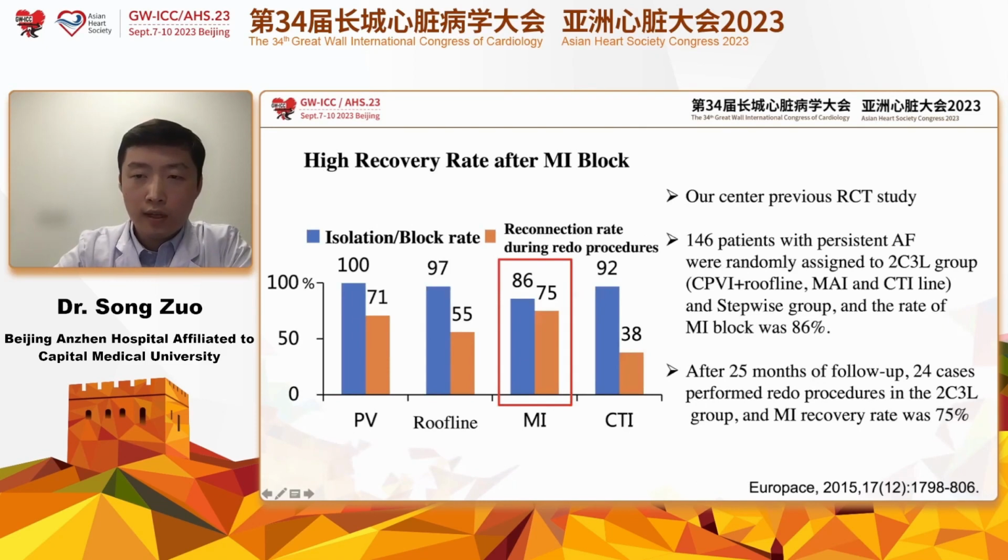This is our center's previous RCT study in 2015. 146 patients with persistent AF were randomly assigned to the 2C3L group, which includes CPVI, roof line, mitral isthmus line, and the CTI line, and compared to the stepwise group. The general rate of mitral isthmus block was about 86%. After 25 months of follow-up, 24 cases in the 2C3L group underwent a redo procedure, and the general mitral isthmus recovery rate was about 75%.